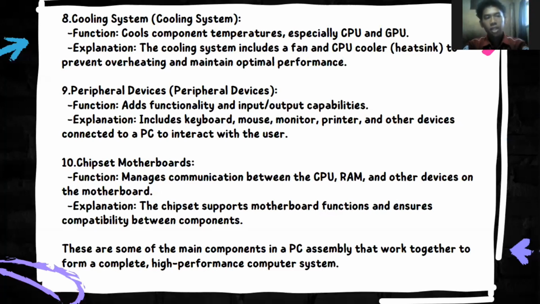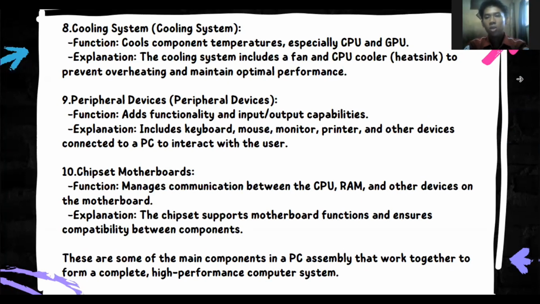Eight, cooling system. Function: cools component temperature, especially CPU and GPU. Explanation: the cooling system includes a fan and CPU cooler to prevent overheating and maintain optimal performance. Nine, peripheral device. Function: adds functionality and input-output capabilities. Explanation: includes keyboards, mouse, monitor, printer, and other devices connected to a PC to interact with the user.